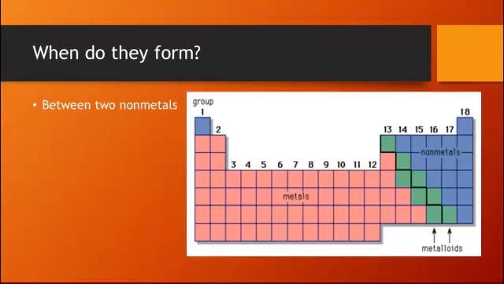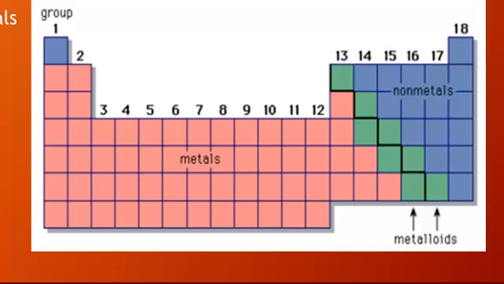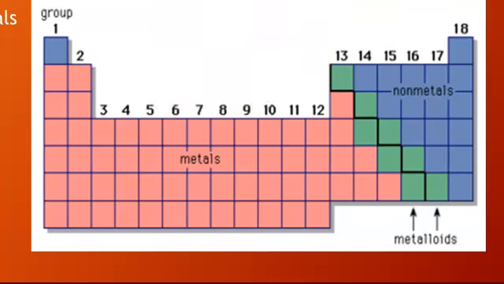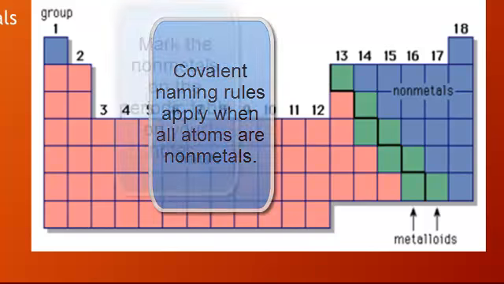Now, covalent compounds form between two nonmetals. Now, we haven't gone over that so far in class, but you can see a periodic table off to the side here, and it shows metals in pink, metalloids in green, and nonmetals in blue. So when you see a compound where all of the atoms that are involved are from that blue section, the nonmetal section, that's how you know that a covalent compound is going to form. You should mark this area on the periodic table that's on your note sheet.